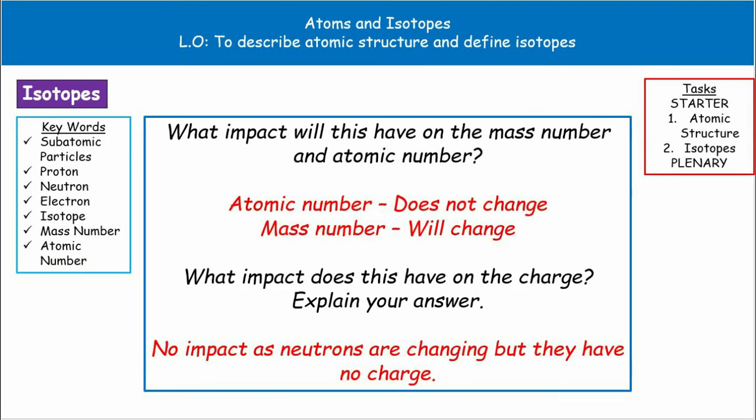Okay, let's double check your answers for this. As always, tick it if you got it right. If not, write the correct answers in for me. So the impact on the atomic number, first of all, is nothing, because the number of protons doesn't change, therefore the atomic number does not change. For the mass number though, because the number of neutrons is changing, then that will change. In terms of the impact it has on the charge, then nothing, again, because the only thing changing is the neutron number. And because neutrons have no charge, then we won't see a change in the charge overall.